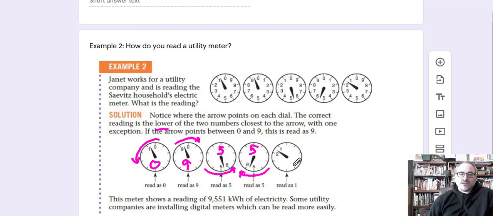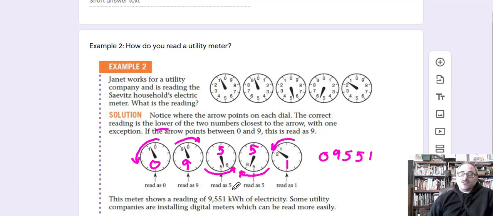Between, take the lower of the two numbers, and this one I can see it goes from 1 to 2, so I can tell that this dial is moving counterclockwise. It's not yet the 2, so I read this as a 1. So if I was to read the numbers on this dial, I would get 0, 9, 5, 5, 1. That is the reading on this dial. 9,551 kilowatts of electricity in this case.